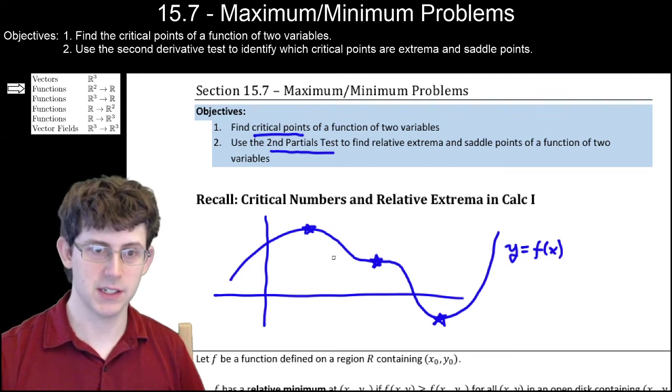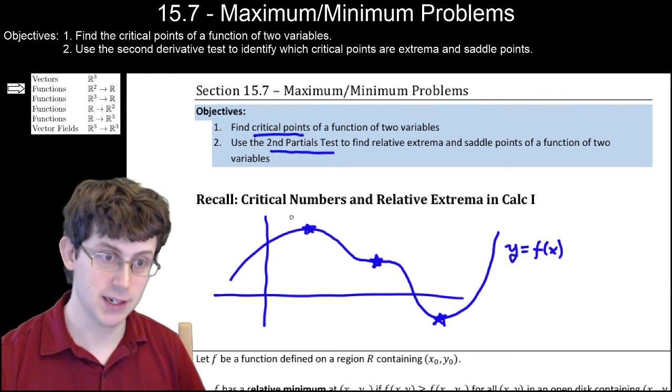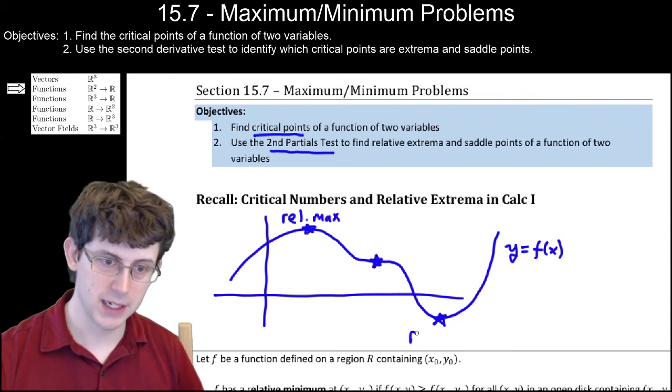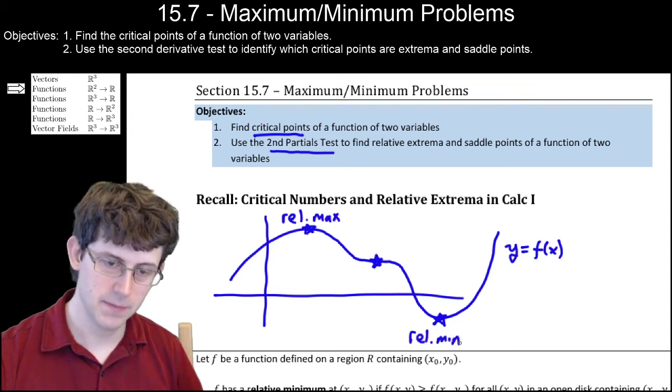Some of these points were maximum values. This one is a relative max. This one was a relative min. And this one was neither.